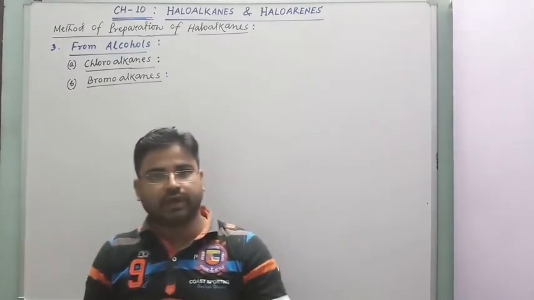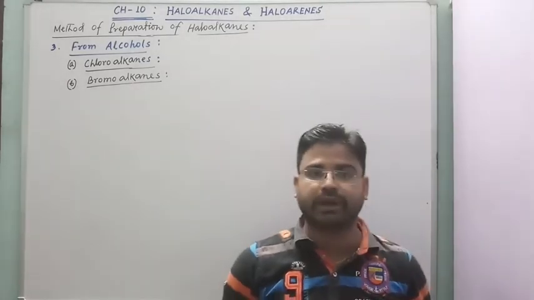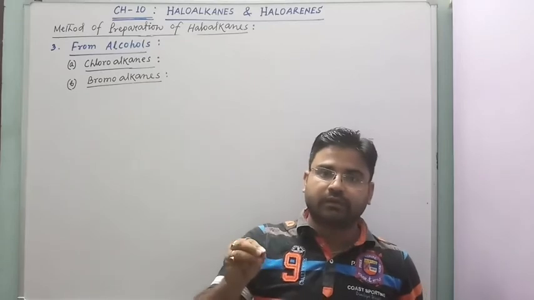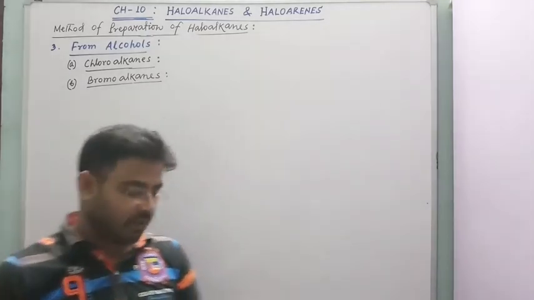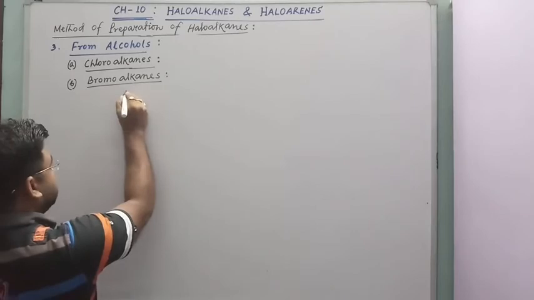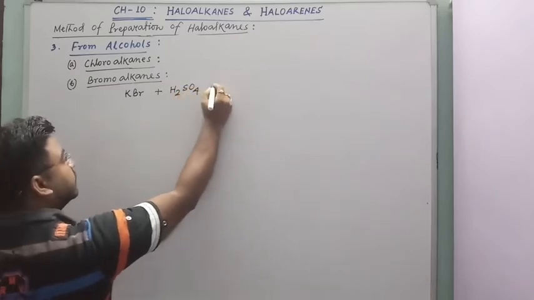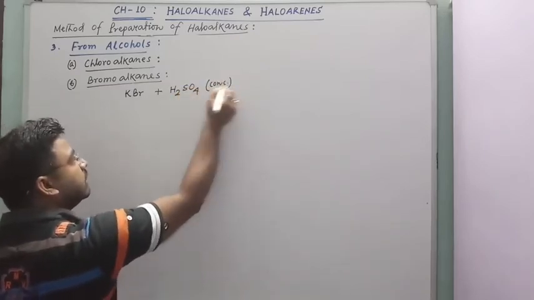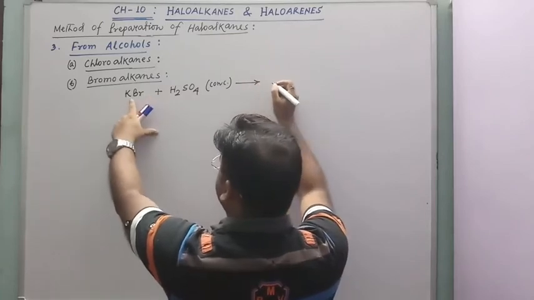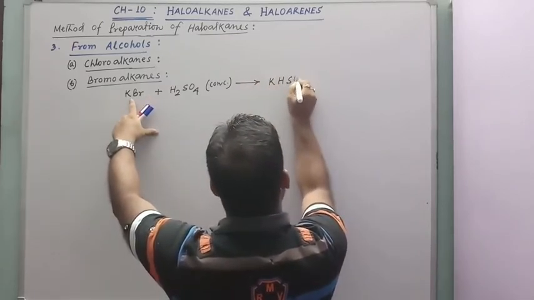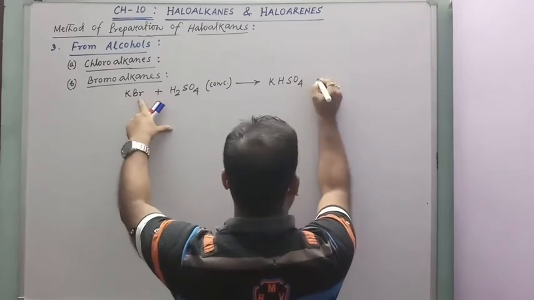So in this reaction, at first KBr and H2SO4 react and produce HBr, hydrogen bromide or hydrobromic acid. So HBr is produced in the reaction mixture and H2SO4 also provides acid catalyst. So see, at first KBr and concentrated H2SO4, this is concentrated, these two react and form KHSO4, K+ HSO4-, so KHSO4 and HBr.